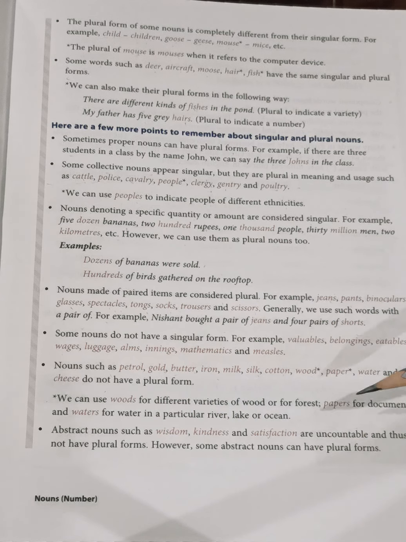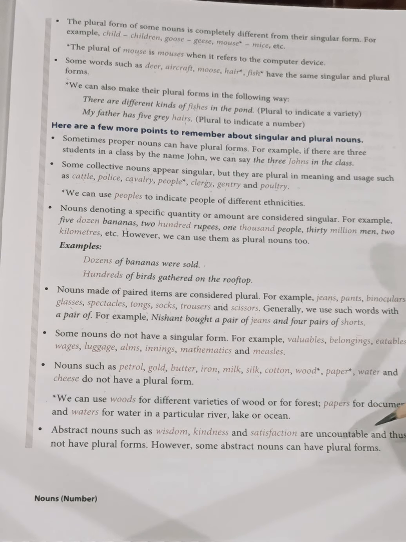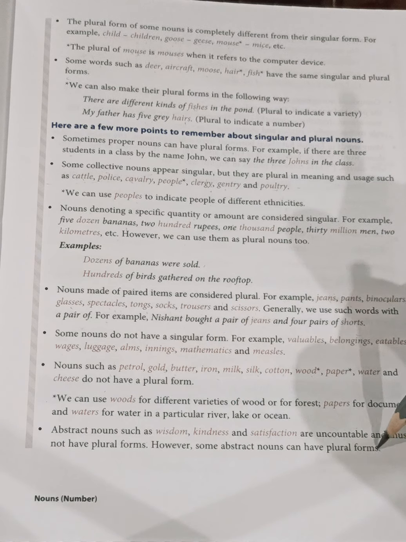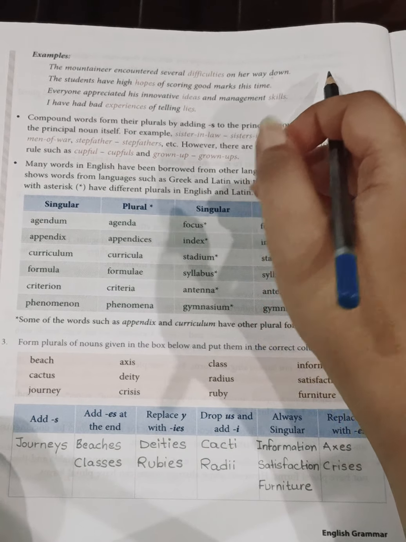So, if we cannot count them, how will we decide it is a plural or singular? However, some abstract nouns can have plural forms. Again, an exception, but still, after this also, few abstract nouns are there which can have a plural form. So, understood, students? Let us see the examples.